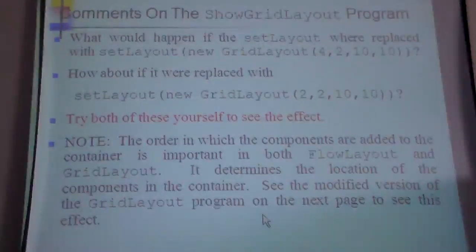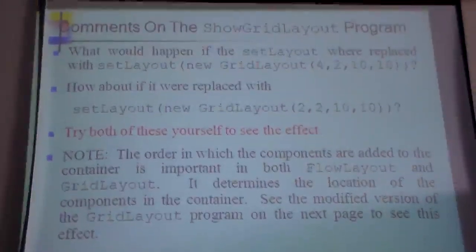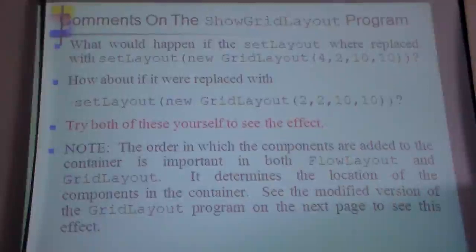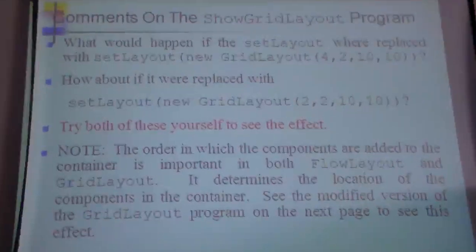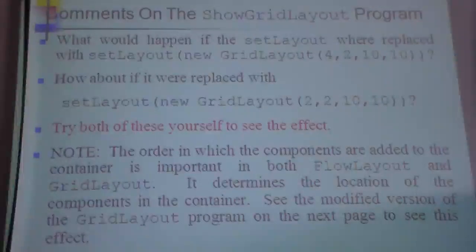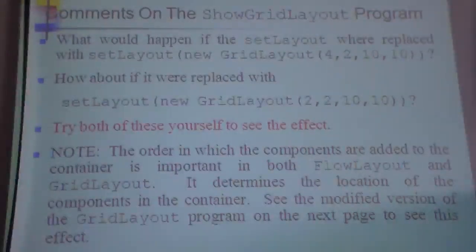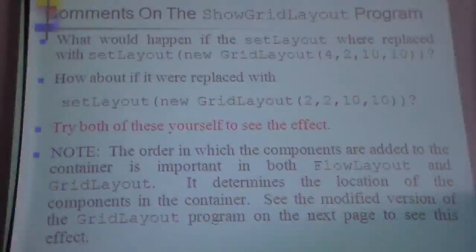Okay, let us see some comments about that program. We have said this through the explanation of the program, but what would happen if setLayout were replaced with setLayout(new GridLayout(4, 2))? What happens? We have 4 rows and 2 columns, meaning the components will be added in 4 rows and 2 columns. Okay. Can we use two layouts in the same way?